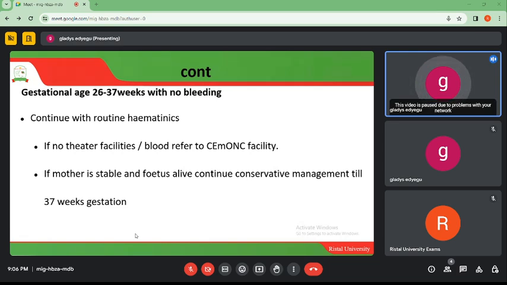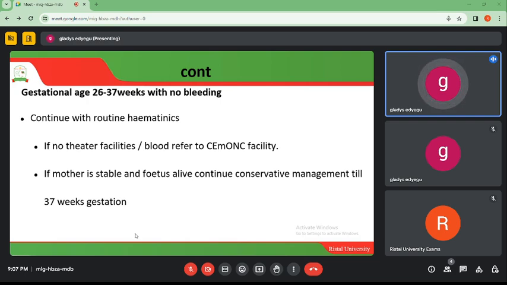So when there is no theater, as I earlier mentioned, the CEmOC facility is a facility that is able to provide us the services of theater and blood transfusion. So when you don't have that, if your facility is a BEmOC, meaning you're providing only basic care, then you have to refer her to the CEmOC facility. So if the mother is stable and the fetus is alive, then you have to continue conservative management till 37 weeks of gestation, meaning the pregnancy is below 37 weeks. So you have to manage her conservatively until this pregnancy reaches term, and term is 37 weeks of gestation.